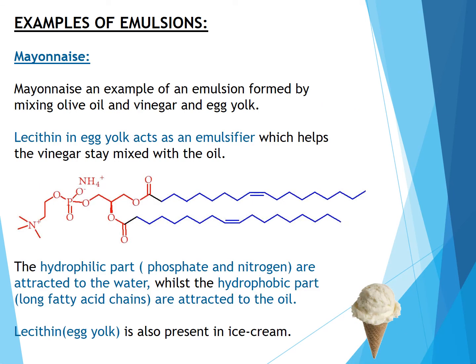Mayonnaise is another example of an emulsion. It's mainly olive oil and vinegar, being a lot of water, and to create the mayonnaise emulsion, we add egg yolk, which contains our emulsifier. Another emulsion, which I know I love, which also contains egg yolk as its emulsifier, is ice cream.